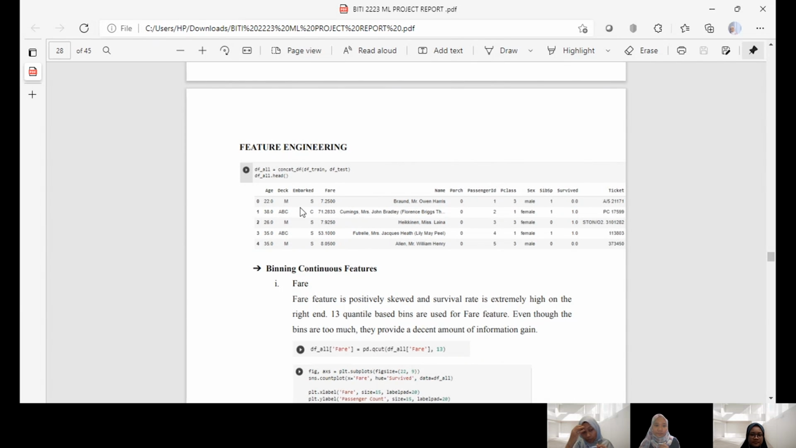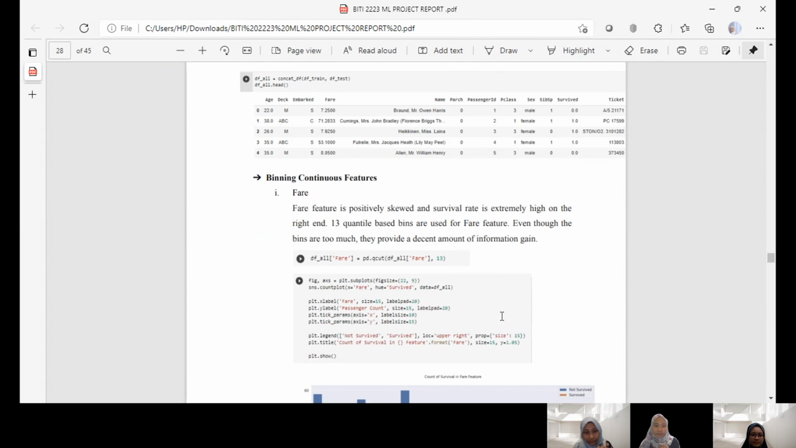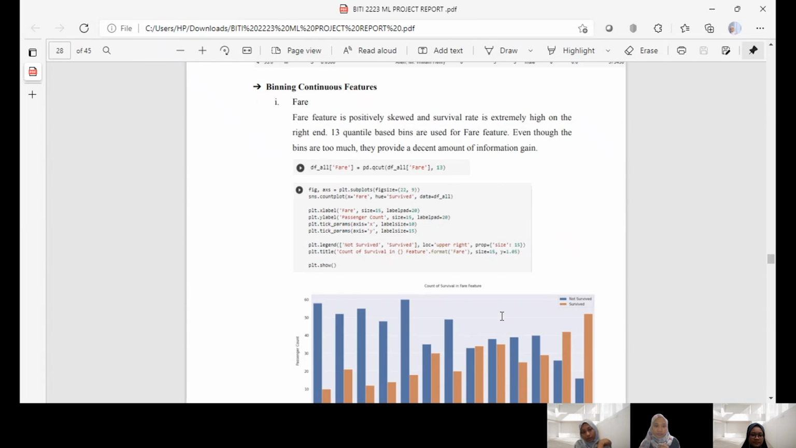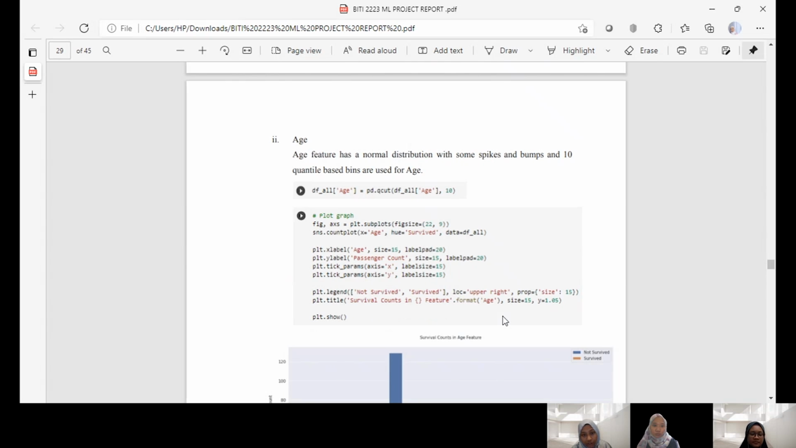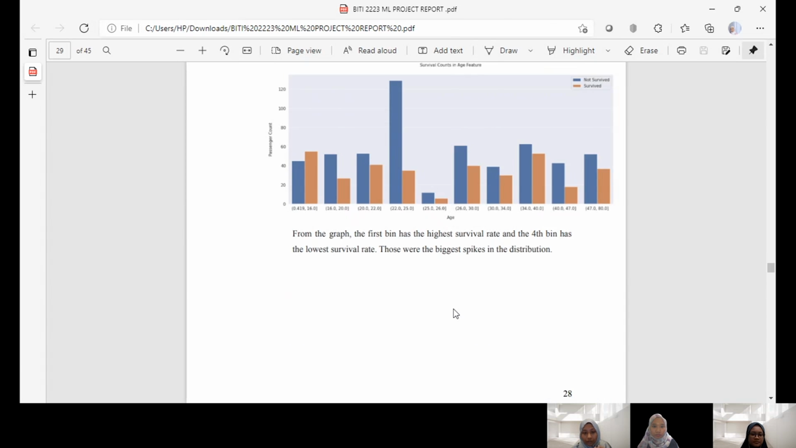Okay, so next we'll perform feature engineering. One of the feature engineering techniques is binning. In binning continuous features, we can see that the fare is positively skewed and the survival rate is extremely high. And then next, for the age, we can see that it has a normal distribution with some spikes and bumps, and 10 quantile-based bins are used for age.